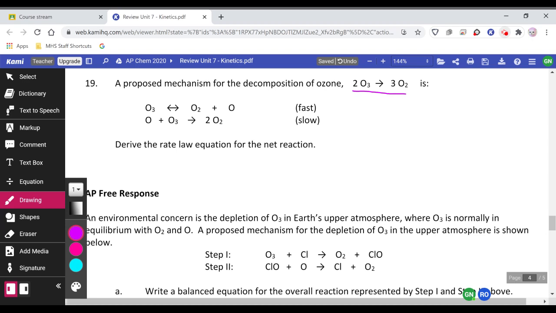I'm going to cross things out. Okay, so O is on both sides there. I'm going to cross that out. We're left with our two O3s, our O2, and our two O2s, which combine to get the overall reaction. So that looks good. And now what I want to do is use the slow step and determine my rate law for the slow step, because it's going to determine the overall, right?